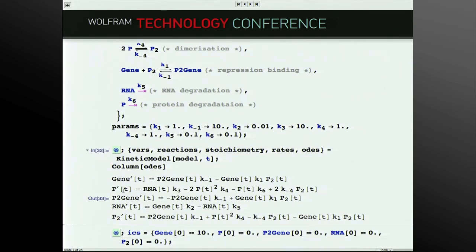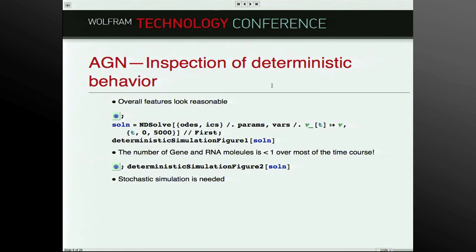Okay, so here I'm writing out the differential equations that were generated. I have to write my own initial conditions because those are always problem specific, and they often vary a lot from experiment to experiment, whereas the model itself is constant. So I'll define my starting conditions. The starting conditions are 10 gene molecules, and everything else is at 0, not present.